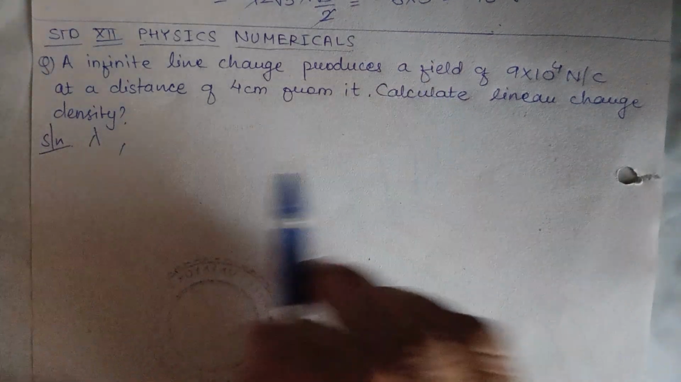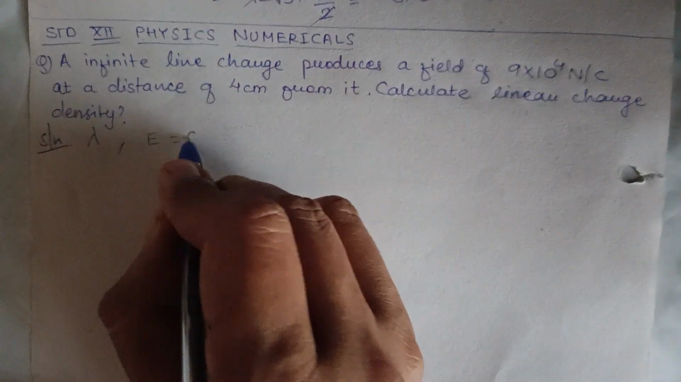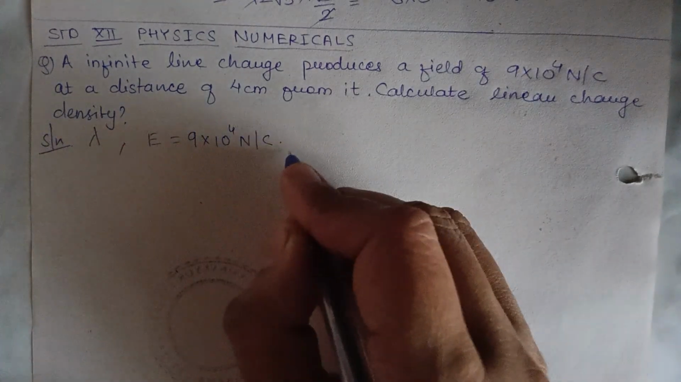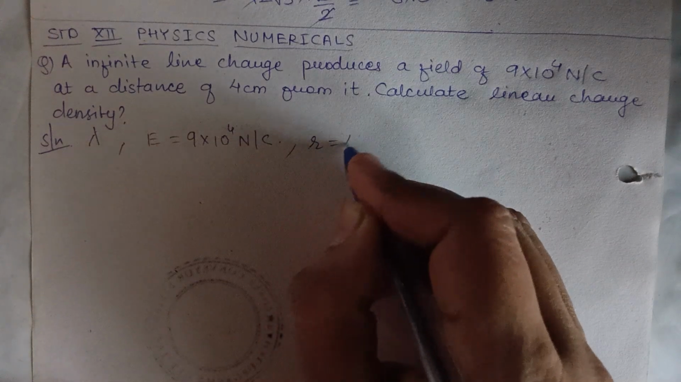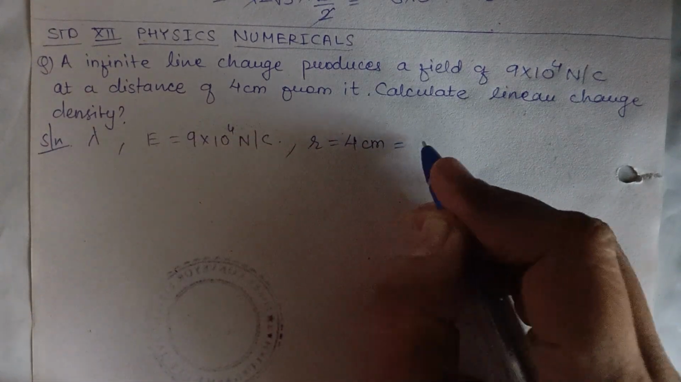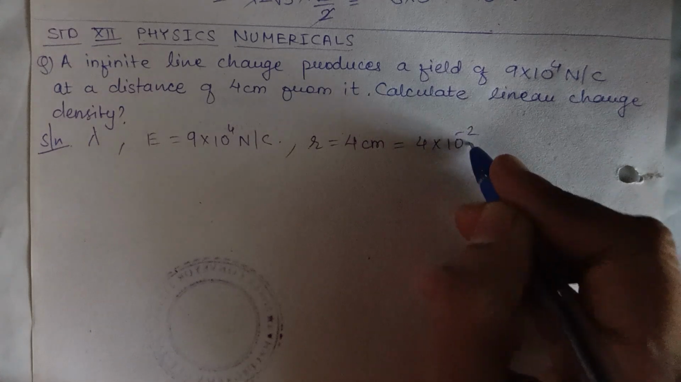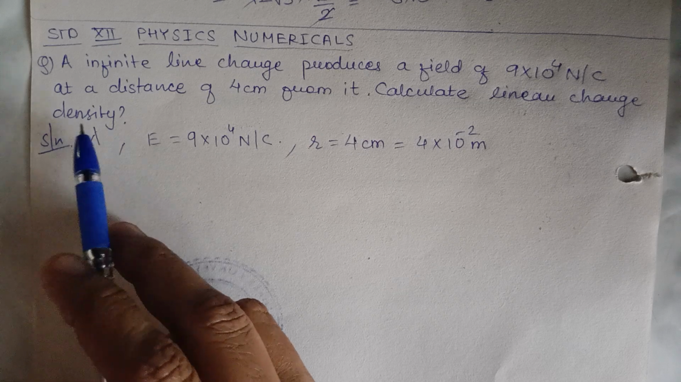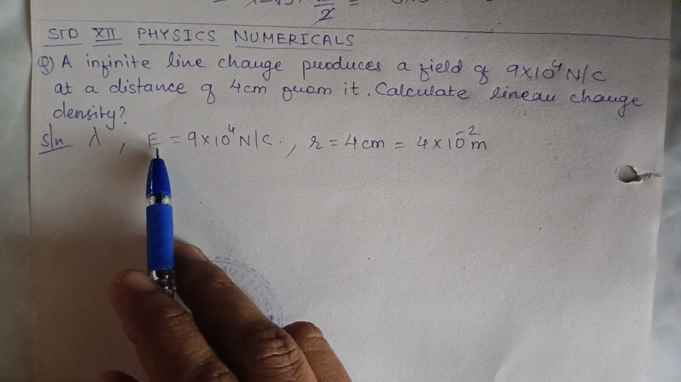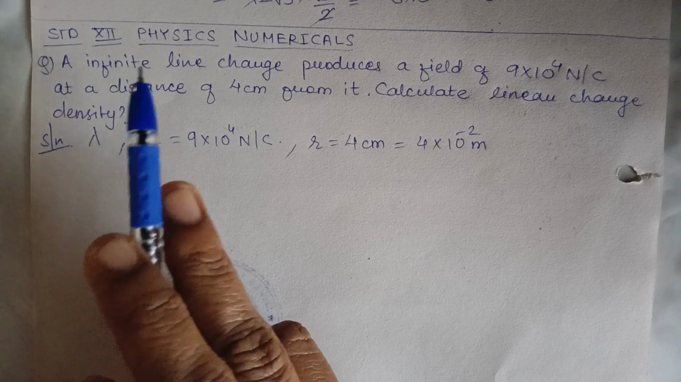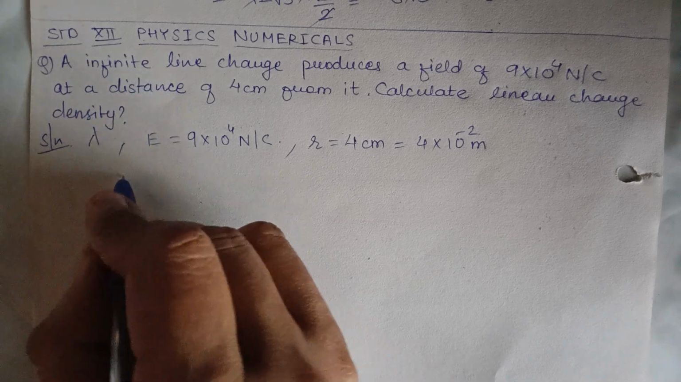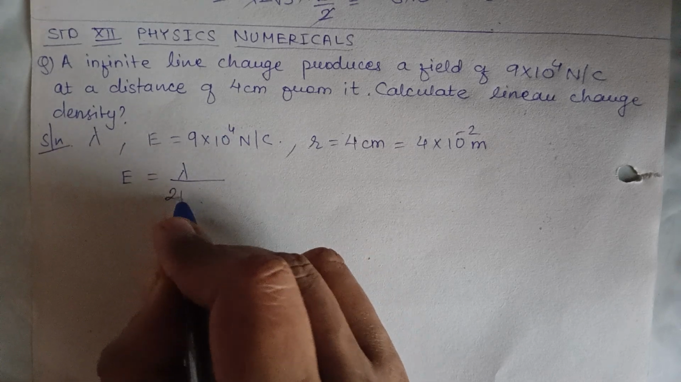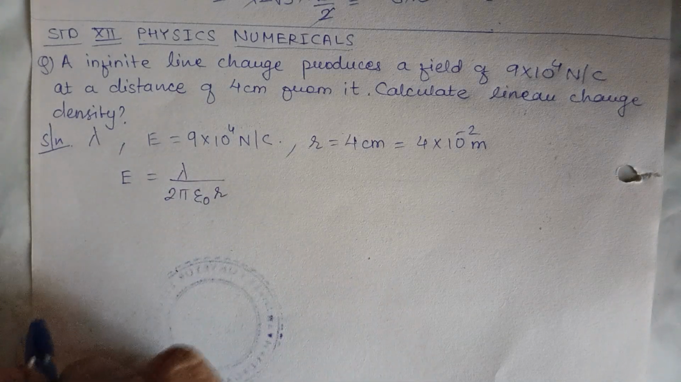Electric field value is given, E is equal to 9 into 10 raised to 4. Then distance is given, 4 centimeter, which you can write as 4 into 10 raised to minus 2 meter. You have to calculate the linear charge density. So here electric field is given, so you have to use the electric field formula in terms of linear charge density, that is E is equal to lambda upon 2 pi epsilon naught r.